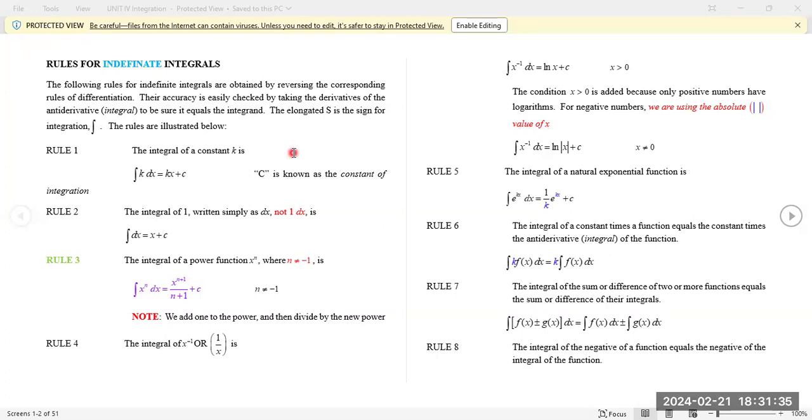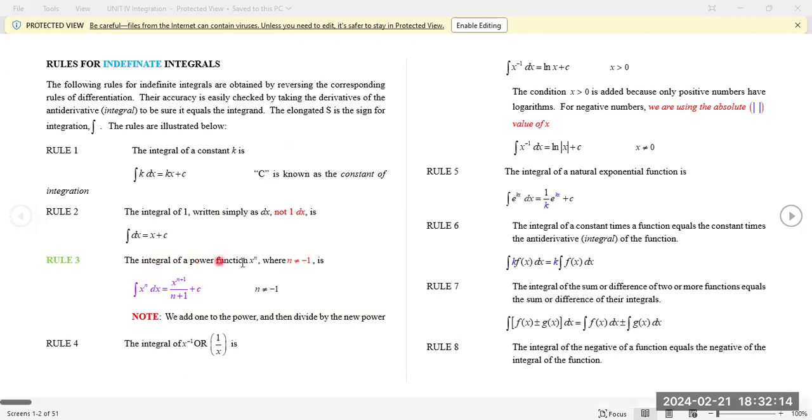For differentiation, as you will know by now, you're going to reduce the power by 1. For integration, you're adding 1 to the power and dividing by the new power. That's the rule for integration. All right, so let's go.